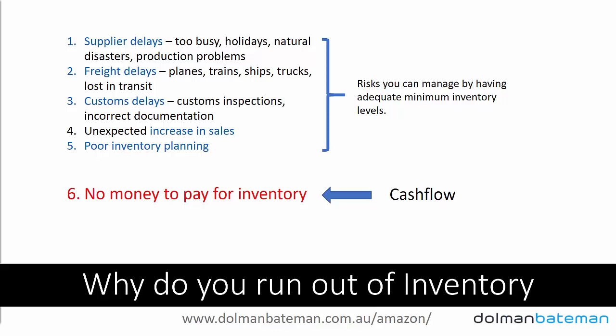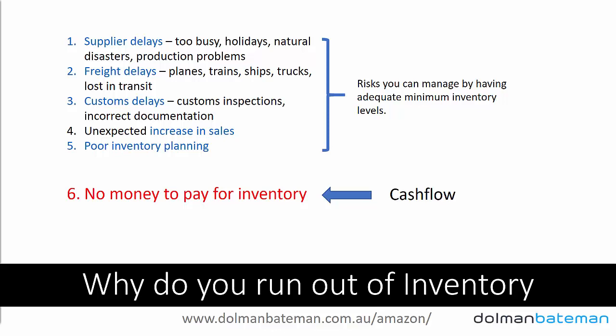We could get an unexpected increase in sales. We're expecting to sell 10 a day, and all of a sudden we sell 100 a day for 3 weeks, and it clears out our inventory. And it could just be poor inventory planning, just not understanding when you're going to need to order stock. But those are risks that you can manage by having adequate minimum inventory levels, which basically means you're going to have money in place for stock so that you don't fall below those minimum levels that you need. So you've got some buffer there.